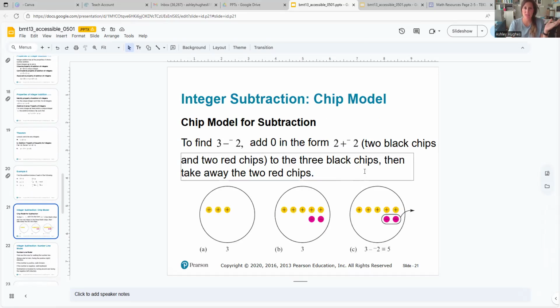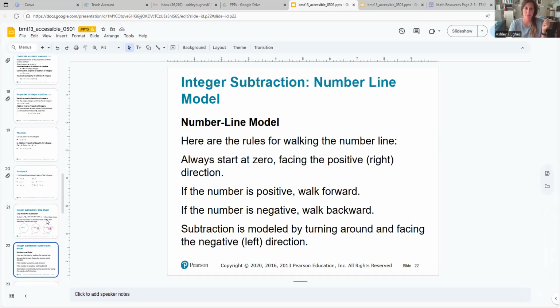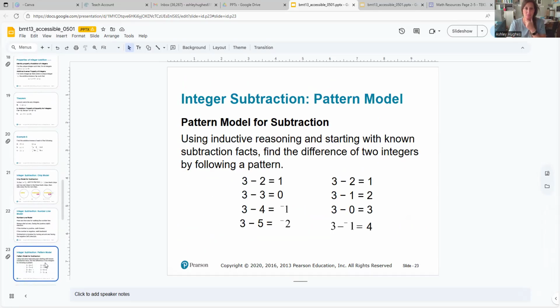Is it the chip model again? Number line model. Okay, it's showing how to subtract integers. I trust you know how to do 3 minus 2, 3 minus 3, 3 minus 5.